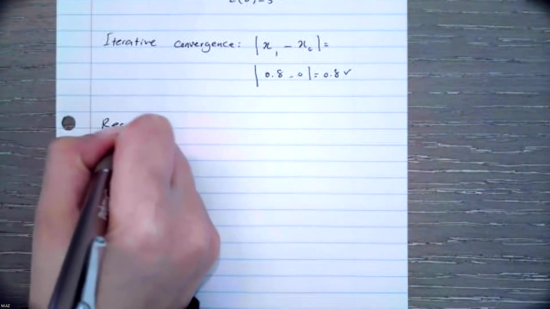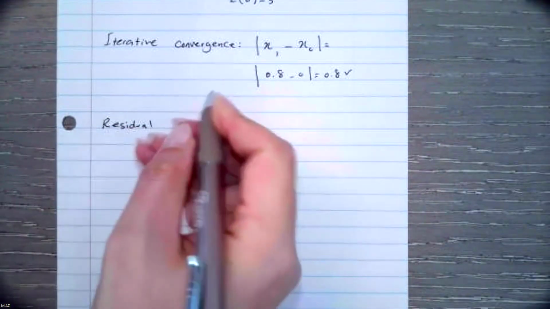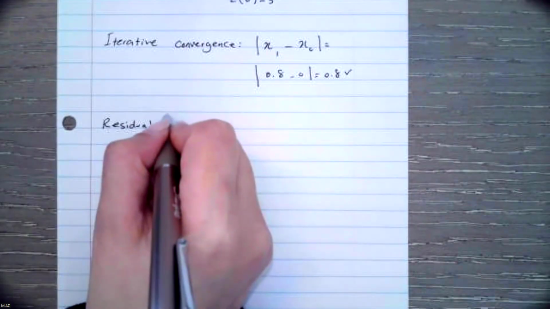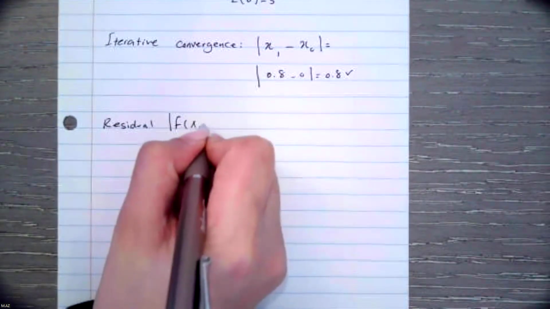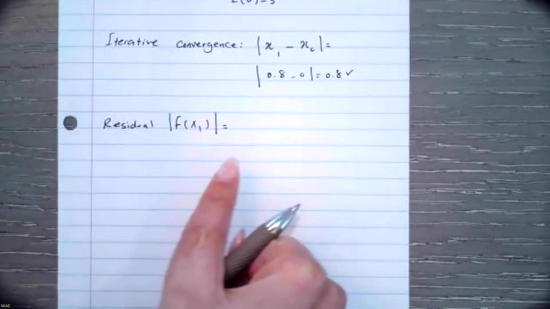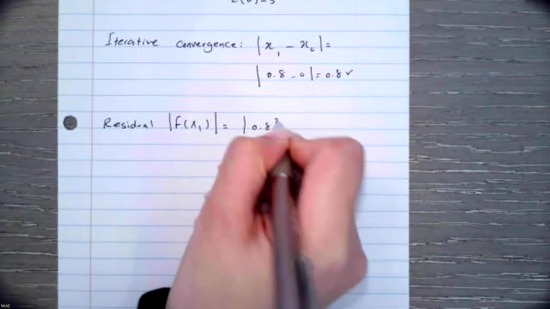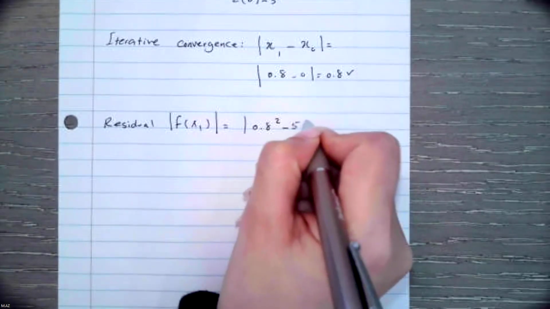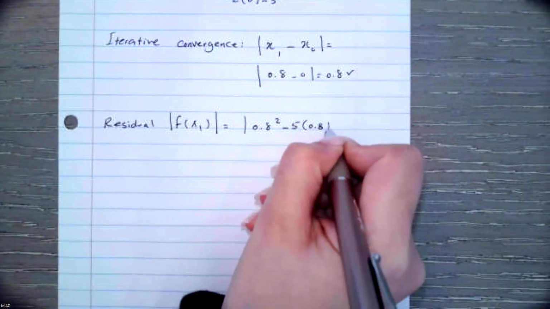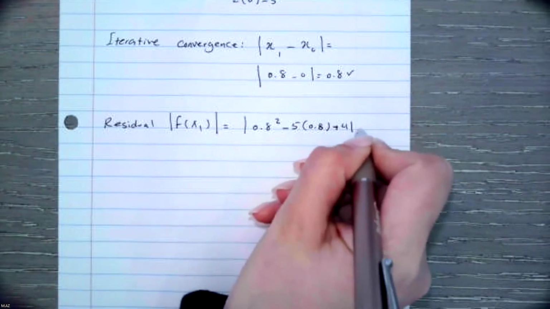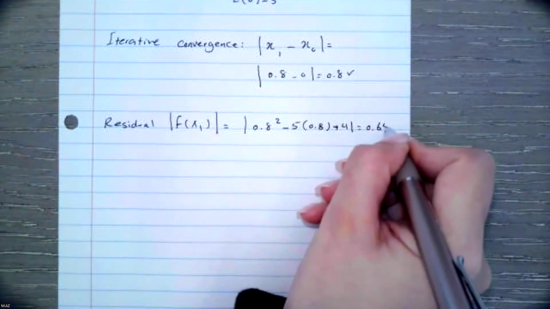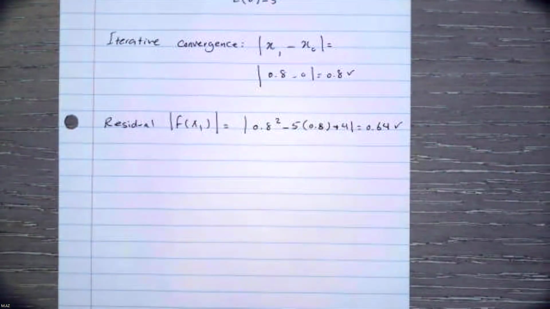For the residual of the first iteration, we need to find the absolute value of the function at x sub 1. The answer is 0.64. Okay, this is the answer of this example.